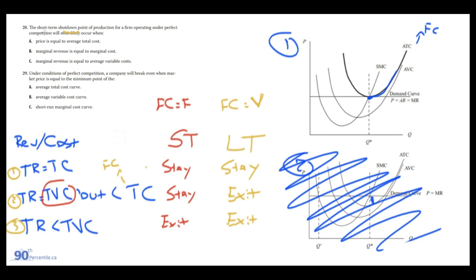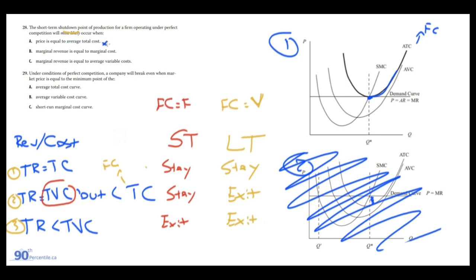So coming to 28, the short-term shutdown point of production for a firm operating under perfect competition will most likely occur when price is equal to average total cost. So once again, perfect competition, so your price is always going to be marginal revenue. This is worded a little bit weird. The way I like to think about it is that both of these measures are per output, so price per output and average total cost per output.